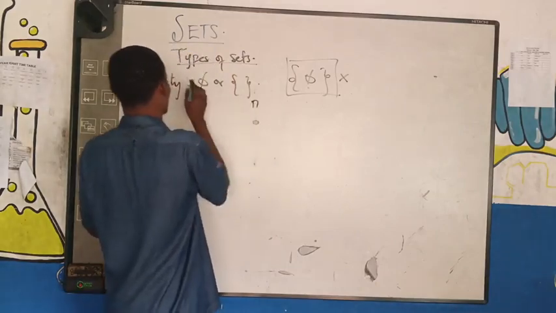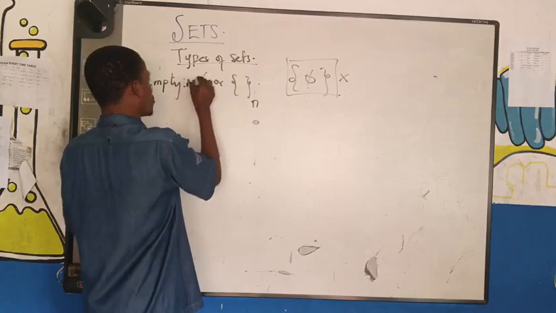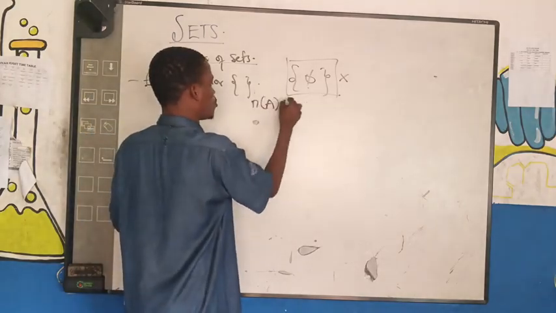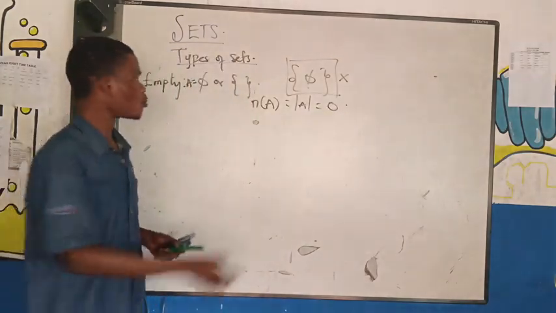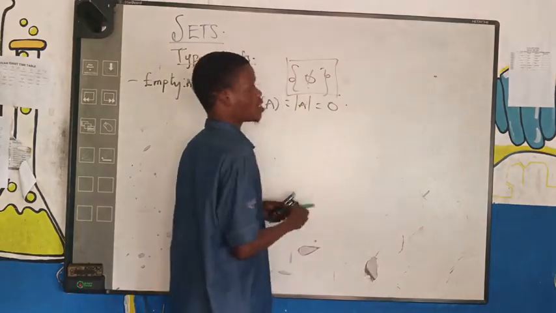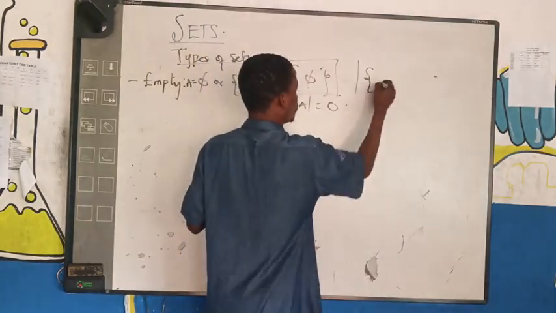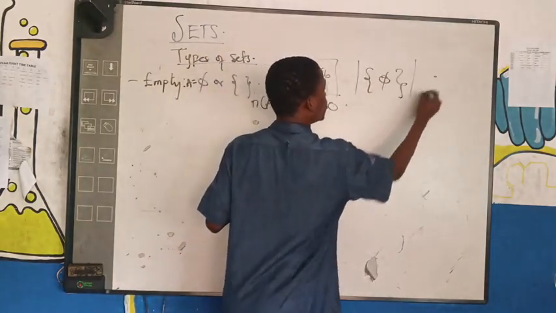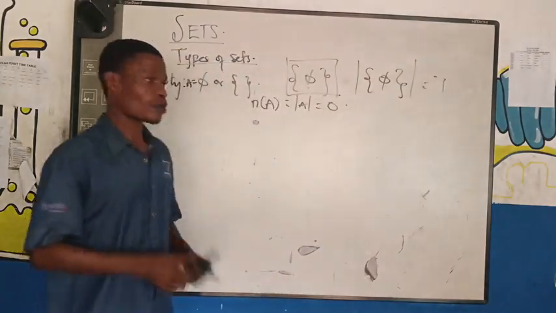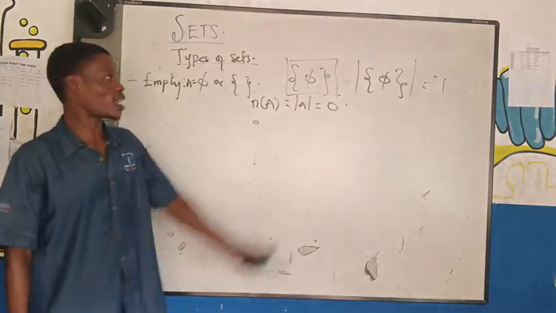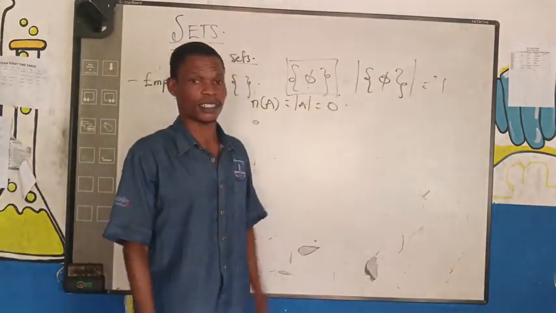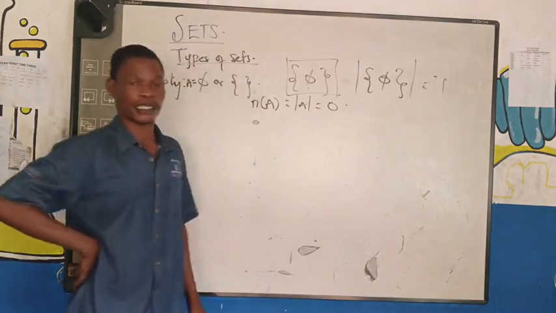Let's say this is set A. The number of elements in A, which is the same as the cardinality of A, is 0. But now, if I put an empty set inside an empty set, the cardinality of this set is 1, because there is an element in it. You know what I'm saying? So you wouldn't say that set is empty.